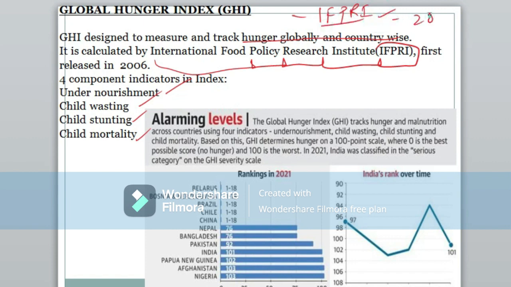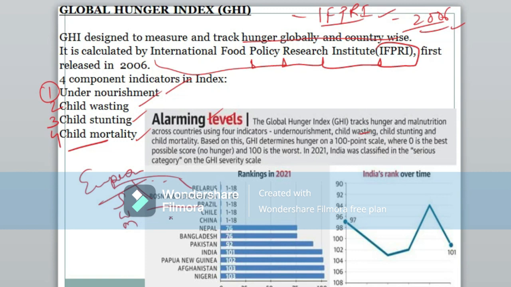First released in 2006. Which parameters? Four parameters: undernutrition, child wasting, child stunting, child mortality. So we see in the newspaper that the global hunger index in some countries is at an alarming level. Hmm. So hunger index in Belarus is first, also in Bosnia and Herzegovina. You see, these are European countries, and still there is such a hunger index which leads to child stunting, wasting, mortality.